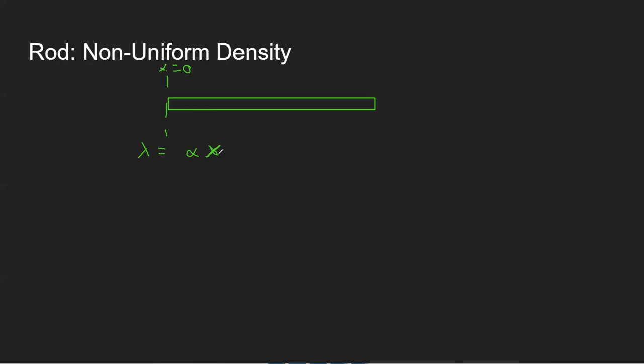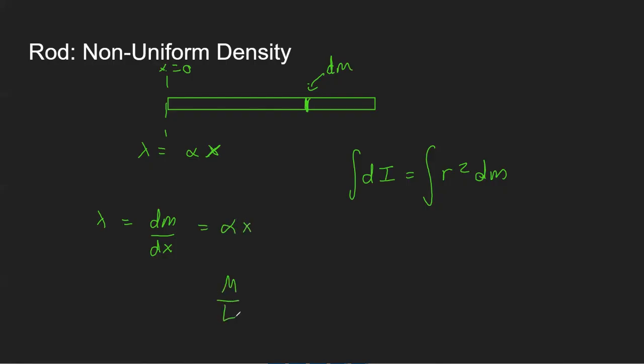And so what will our moment of inertia be? Again, we're going to start with dI equals r squared dm. And again, we're going to break up our rod into little dm's. But now lambda is still equal to dm by dx, but it is equal to alpha x instead of m over L, since now our density is non-uniform. Okay, that's not a major issue. I'm going to rewrite my integral as r squared alpha x dx.